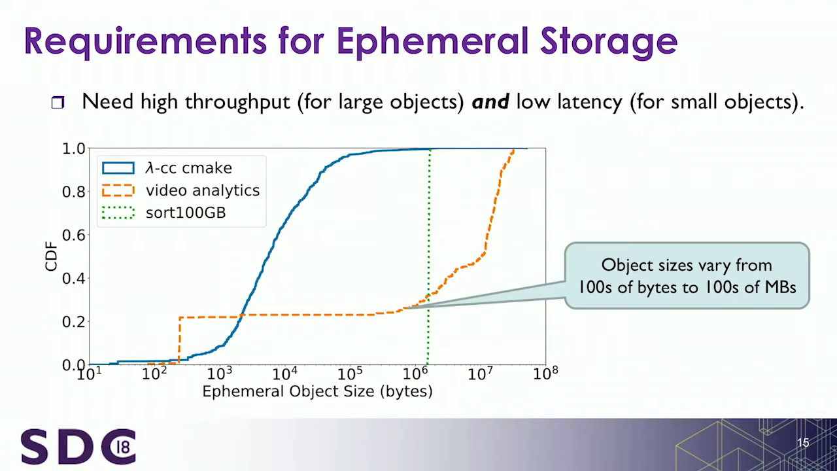Now, another thing that is important for characterizing these applications is the granularity of their I/O accesses. So this CDF here shows a plot of the different sizes of objects we see for these applications. And the takeaway is that they range from hundreds of bytes to hundreds of megabytes. And the implication of this is we need both low latency, which is important for the small objects, but also high throughput, which is going to be important for the large object sizes. We need both this high throughput and low latency for an ephemeral storage system to address the requirements of these applications.